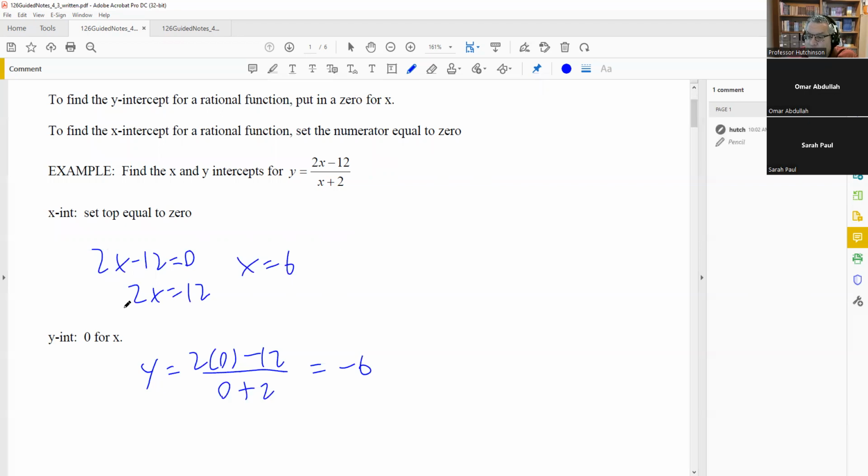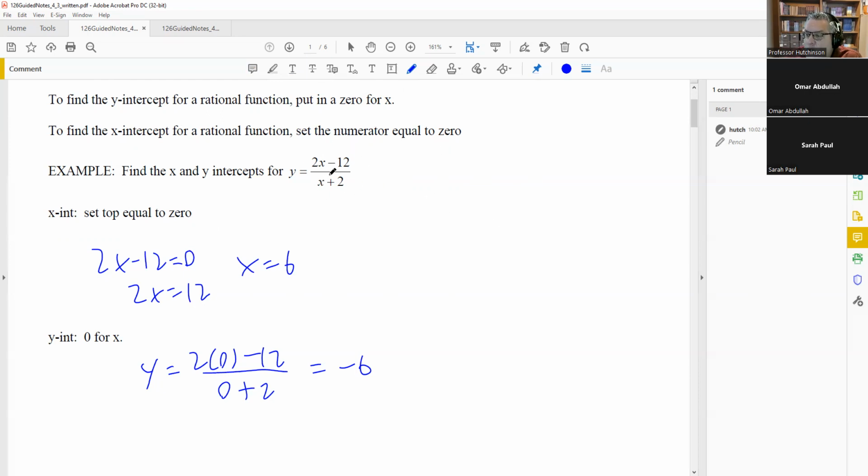For the, I'm sorry, let's see, hold on a second. Yeah, so set the top equal to 0 if we want to find the x-intercept. And if you want to find the y-intercept, you put a 0 in for x as usual. These rules apply to anything that has a fraction in it. It's always going to be done the same way. So the numerator is set equal to 0.